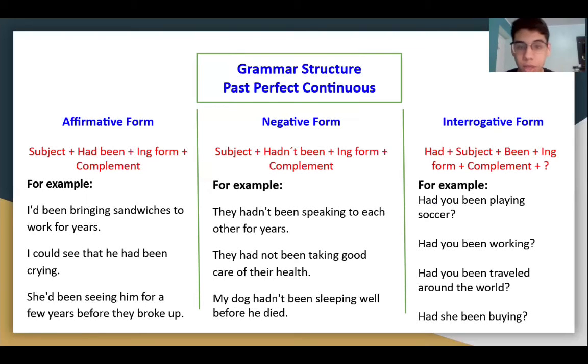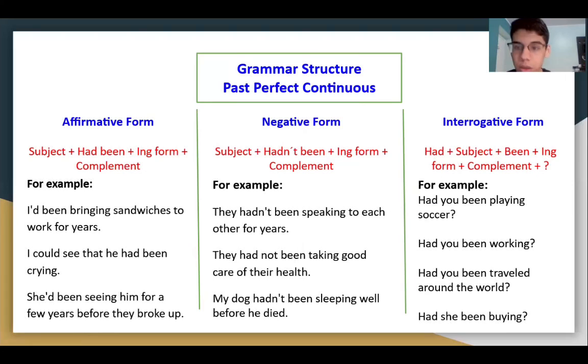Then we have the negative form, the opposite of affirmative form. The structure of negative form is subject plus hadn't been plus ing form plus complement. The examples are, they hadn't been speaking to each other for years. The second one is, they hadn't been taking good care of their health. And finally, my dog hadn't been sleeping well before he died. The difference between affirmative and negative is the word not. In negative form, we have the contraction had not, that is hadn't. And in affirmative form, we don't use not.